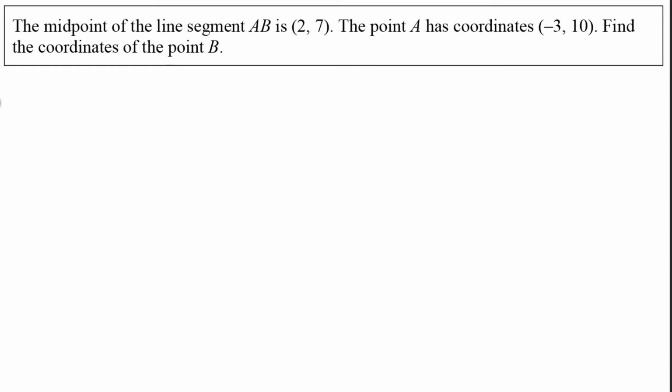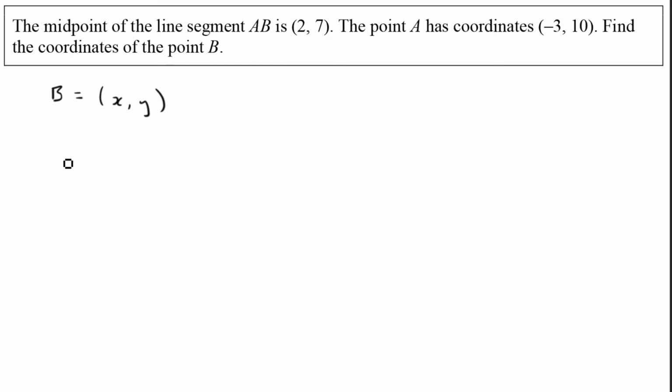So in this question, we're given the midpoint of a line segment. It tells us that the midpoint of the line segment AB is 2, 7. It tells us that the point A has coordinates negative 3, 10, and it asks us to find the coordinates of the point B. Well, let's suppose that B then has coordinates, let's just call them x and y.